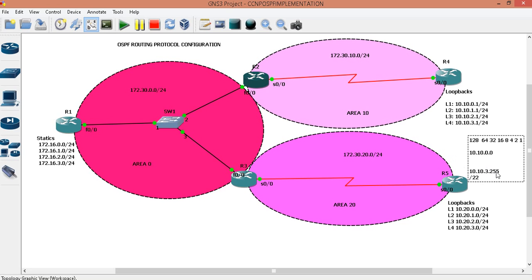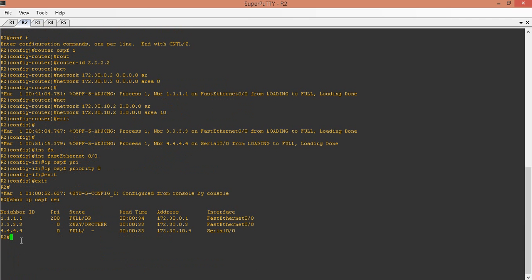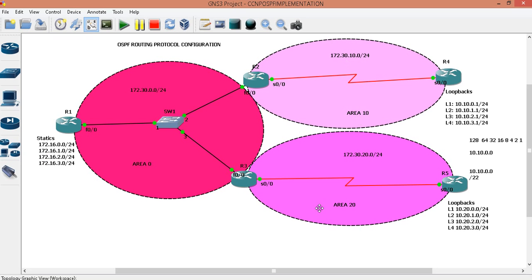So the summarized network will be 10.10.16.0/22. Good. So I come to router 2, go to router OSPF 1, area, that was area 10. Let's confirm it. This is area 10.